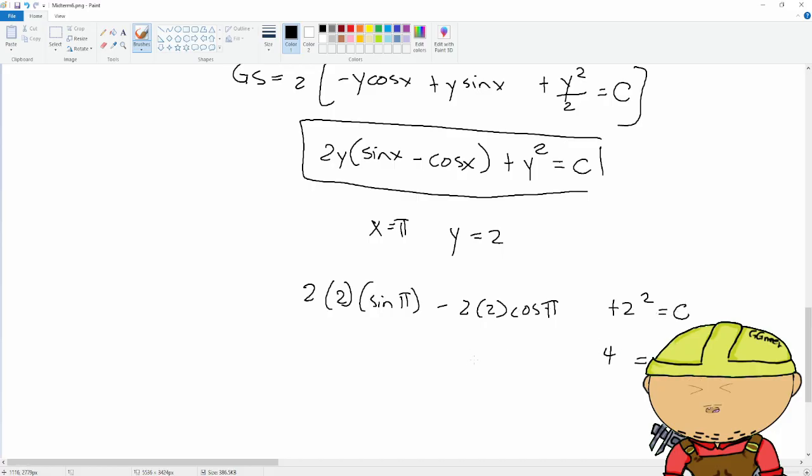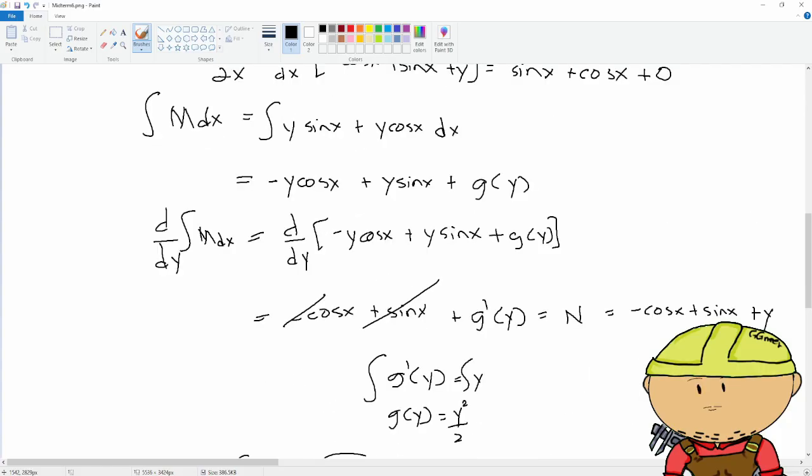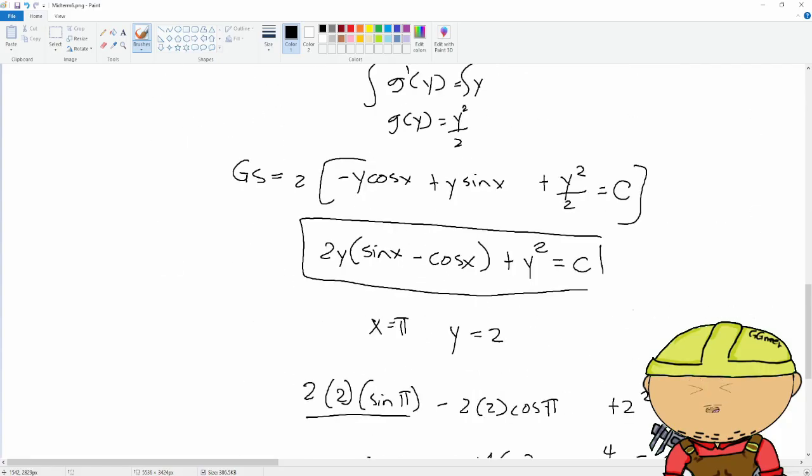Cosine pi is negative 1, so negative 4 multiplied by negative 1. 2 times 2 is 4 times sine pi, which is 0. So that's going to become 4 plus 4 is equal to c. c is equal to 8. Okay, I'm going to be double checking my answers. It seems correct.